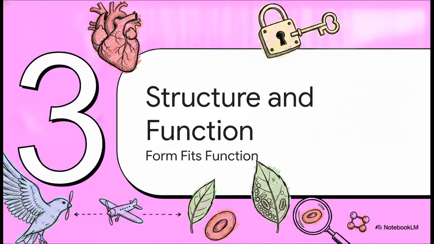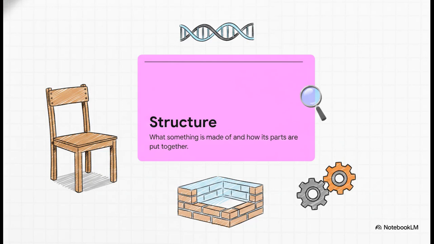Section 3. Defining structure and function. Now, this is where biology gets incredibly fascinating, really seeing how the physical form of an object directly dictates what it can actually do. First up, let's define structure. Structure refers to what something is made of and how its parts are put together. Just picture the structure of a regular old chair. Its four legs, its flat seat, and the wood it's made of. Structure is all about that physical reality.